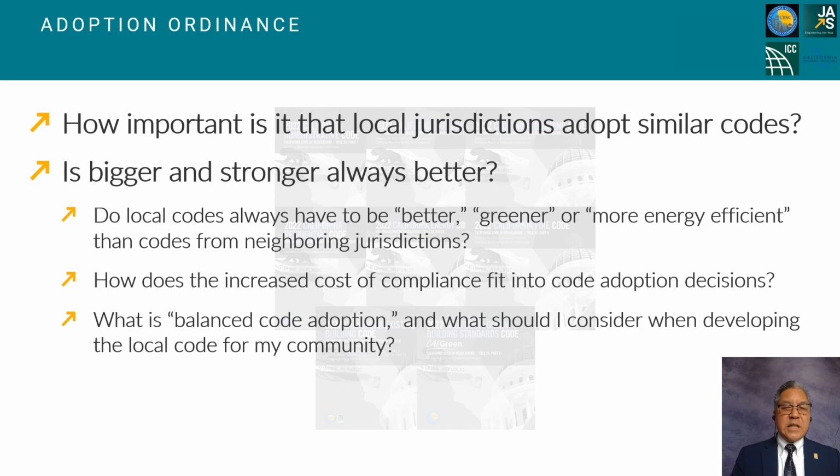Frequently, questions come up regarding regional uniformity of local codes. Is it important that neighboring jurisdictions adopt similar codes? What if your jurisdiction wants to adopt stronger, safer, more sustainable standards than your neighboring jurisdictions? What should you do? Decisions regarding what to amend in your local code should be based on your community's needs.